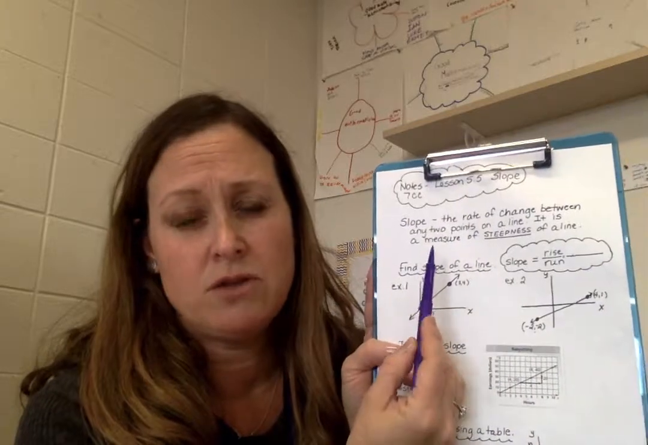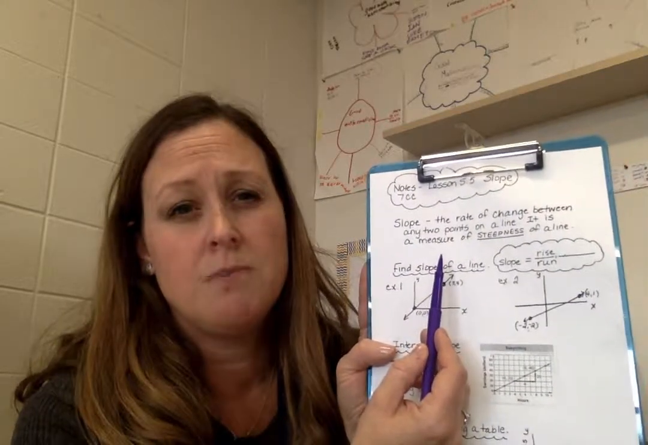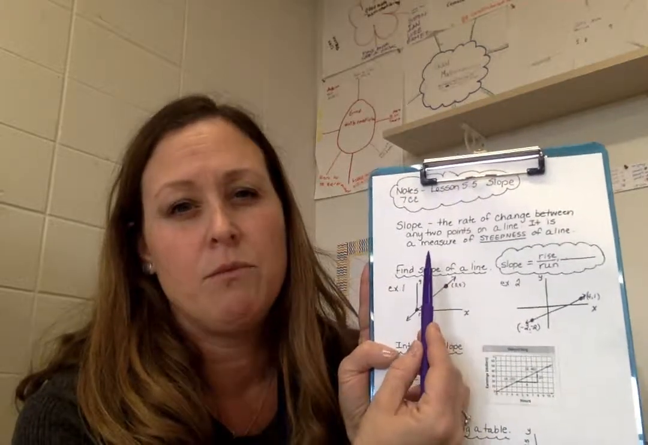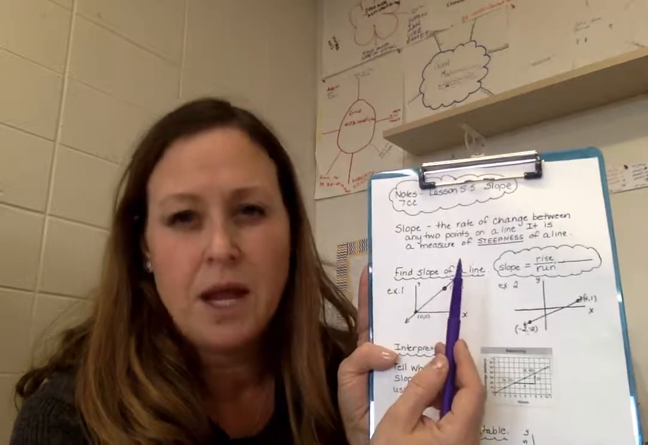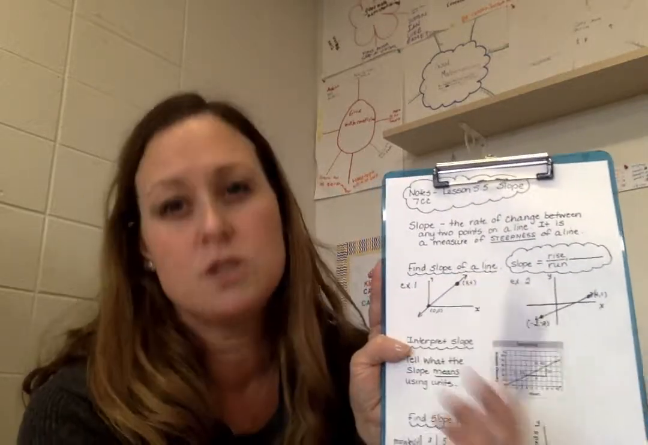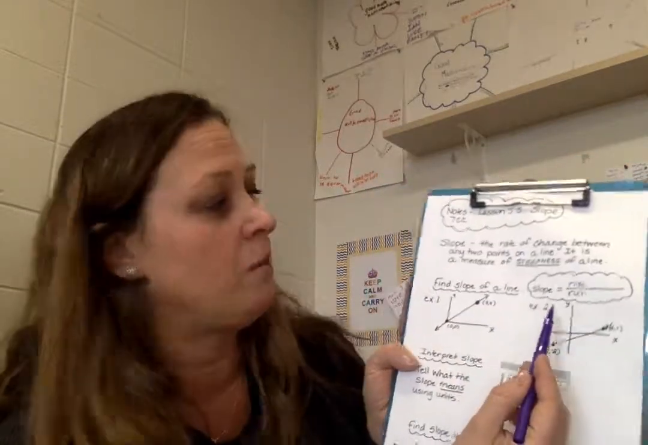You definitely need to make sure that you understand the definition for slope, and slope is the change between any set of ordered pairs on a line, and it really refers to the steepness of a line. Anytime you find slope, you can pick any 2 points on the line because as long as it's straight, the slope will be consistent.